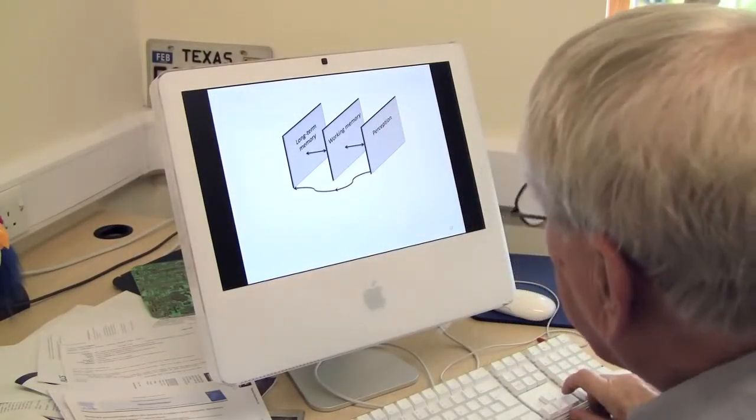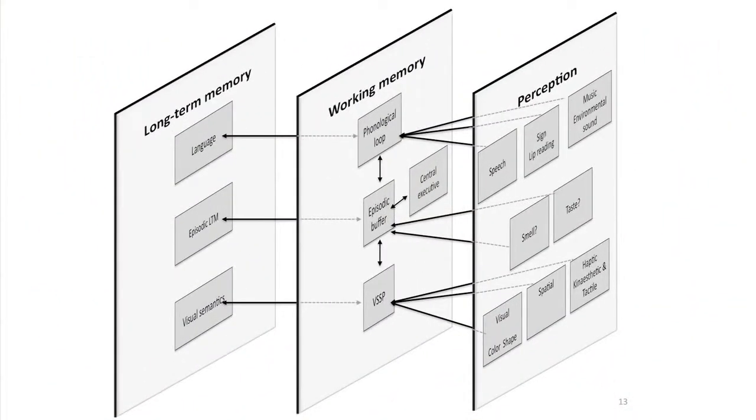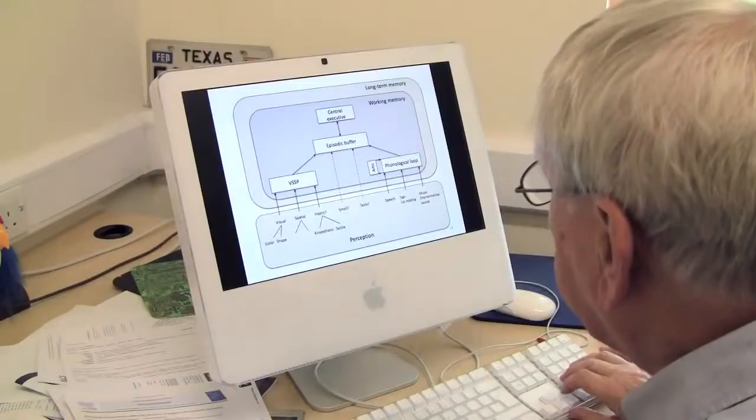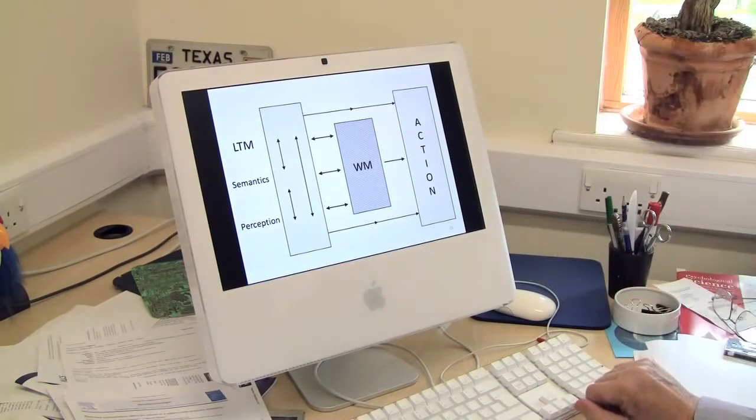Well, a slightly more elaborate version of that, drawn by my computer-competent friend, is this, which sees everything as going through working memory to long-term memory. Now, some people dislike that, and they argue that perception has to go through long-term memory to get to working memory. I think sometimes it does, but sometimes not. And I prefer not this, but this, which is my simple diagram.